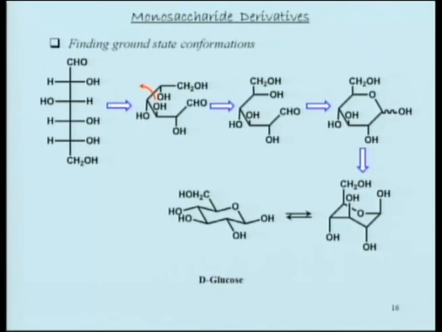Then that OH is going to be axial, this OH is going to be equatorial, that CH2OH is going to be axial. Obviously we know that this is not the form in which it would prefer to stay. Okay? So it will undergo a flip.